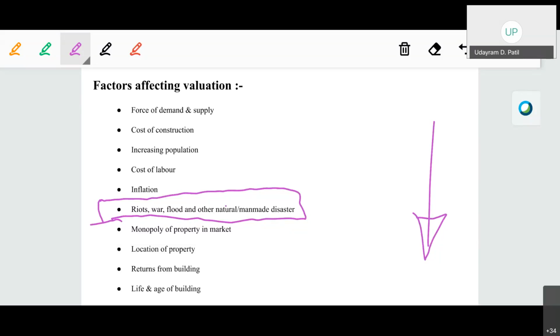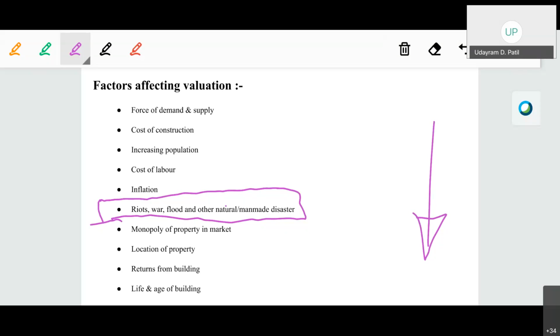Okay, so if there are riots, or if the particular area is affected by any other cause, or if there are regular floods due to the construction of a dam or anything, okay, or there is a natural disaster, in that case that particular building will be sold at a way lower price.